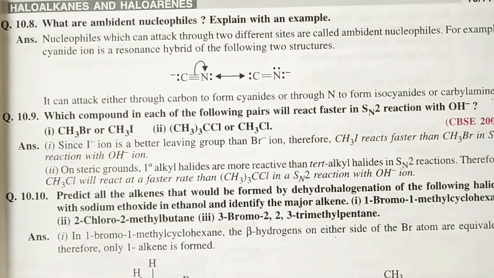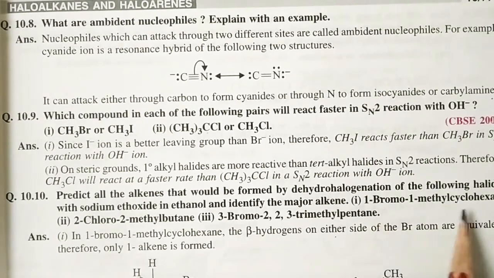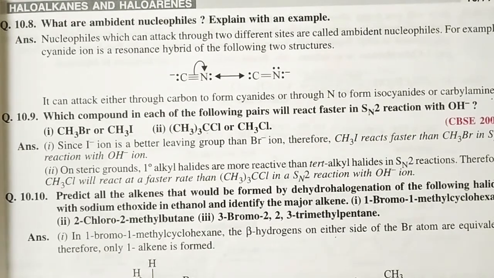First, they give the compound 1-bromo-1-methylcyclohexane. We know that the bromine-connected carbon is alpha and the neighboring carbons are called beta. So there is a removal of bromine from alpha, and any hydrogen removal from the neighboring carbon is called beta elimination, from this position or this position.